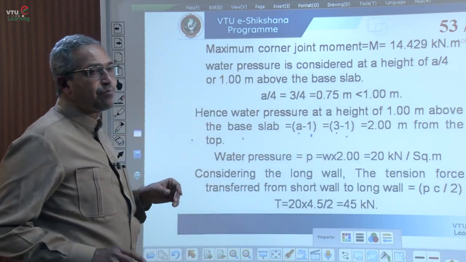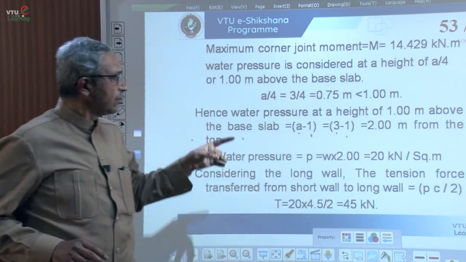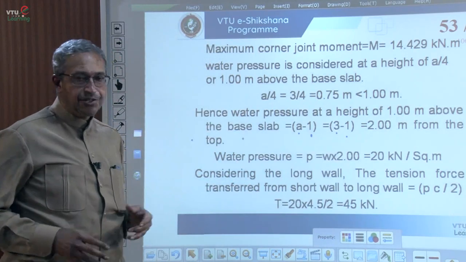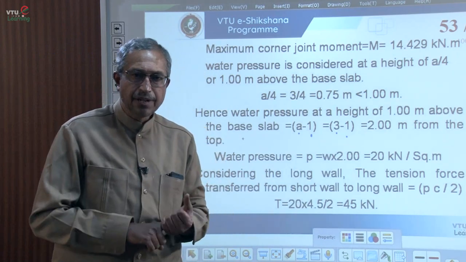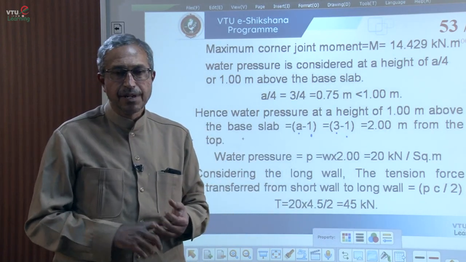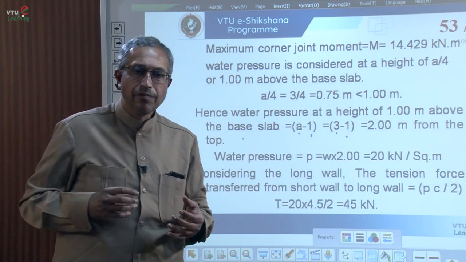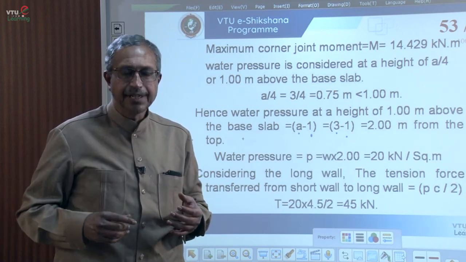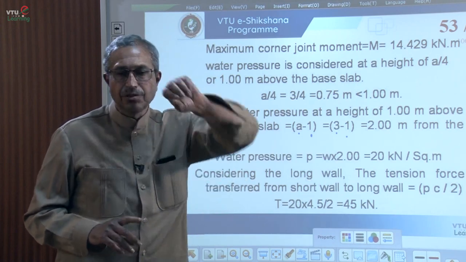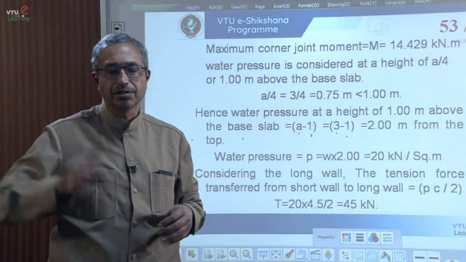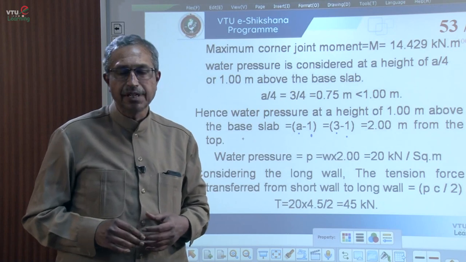This is a very, very important exercise. Why this is important means there is interaction between the long wall and short wall. The short wall will induce a tension for the long wall, and similarly, the long wall also will introduce a direct tension to the short wall. That is the basic behavior in the rigid joint tanks.